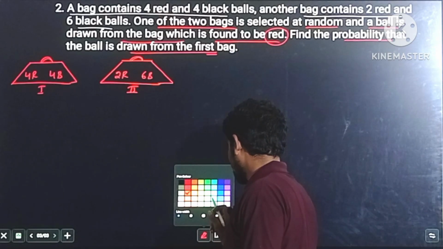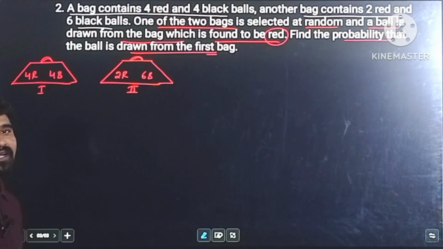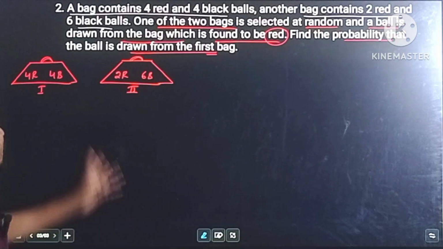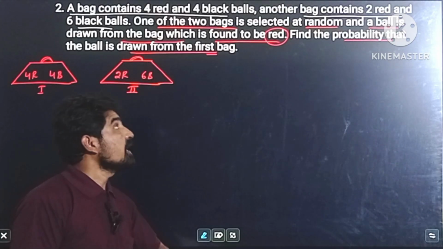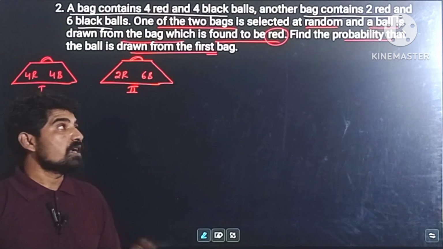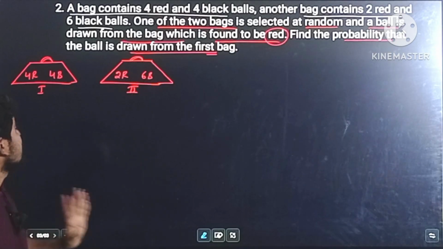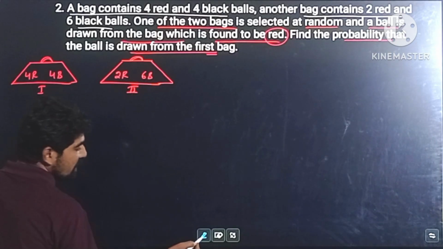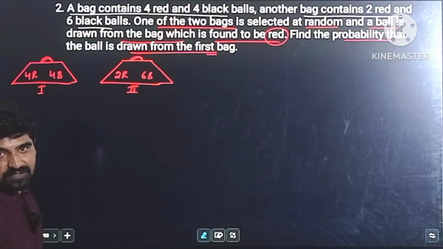See here, in this question we have 2 bags. The first bag consists of 4 red and 4 black balls, the second bag consists of 2 red and 6 black balls, and from these 2 bags he first has to select one bag at random, and then one ball is drawn from the selected bag. It is found to be a red ball, and we need to calculate the probability that it was drawn from the first bag. Let us define the first event E1, since we need to identify the probability of the red ball from the first bag.